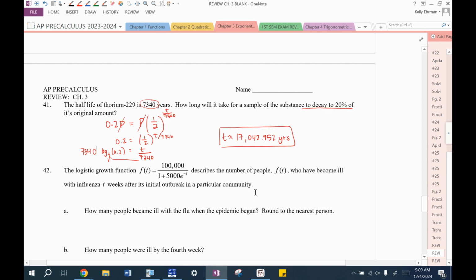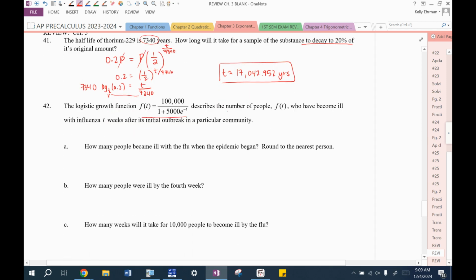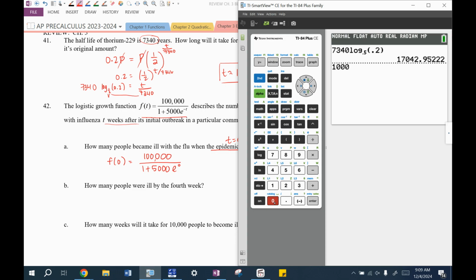Okay, a logistic function. The logistic growth function describes the number of people who have become ill with influenza 2 weeks after its initial outbreak. How many people became ill with the flu when the epidemic began? So initial amount, beginning, is always t equals 0. So this is asking you to compute f of 0. Now you can either do it on your home screen, 100,000 over 1 plus 5,000, or remember, when you plug in 0, that's really just 1. So this is really just saying what's 100,000 divided by 5,001. Make sure I type that in right. 5 zeros there.